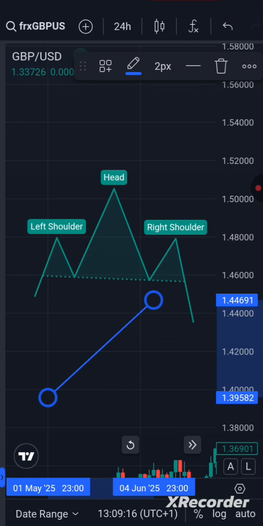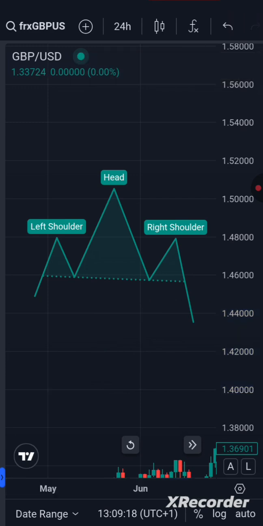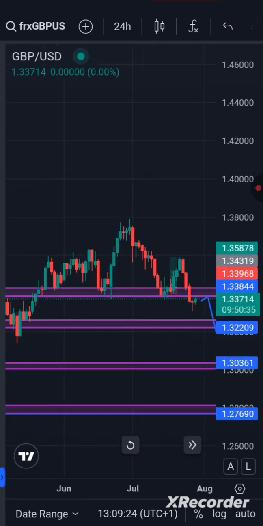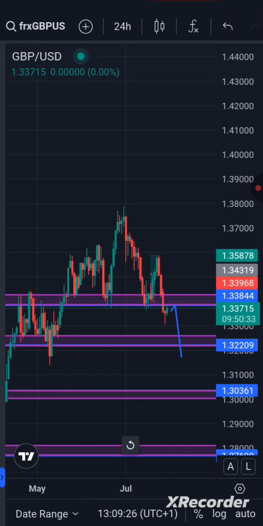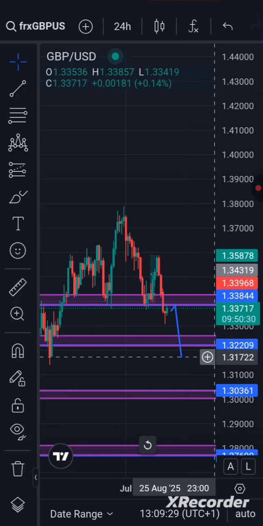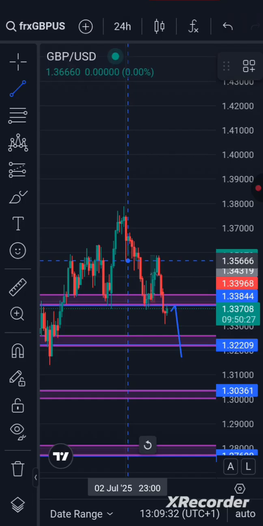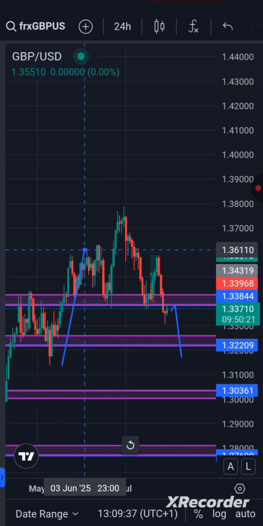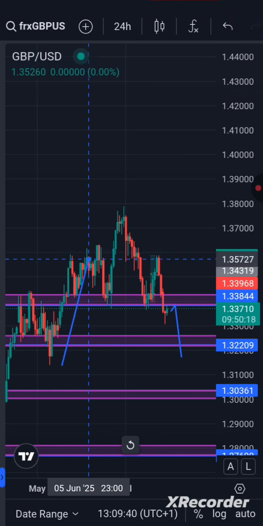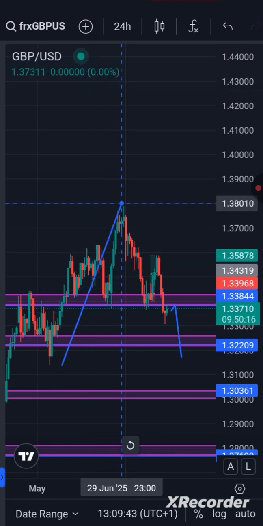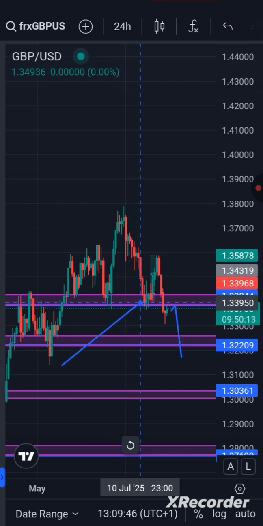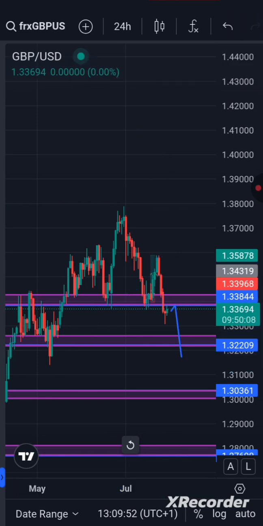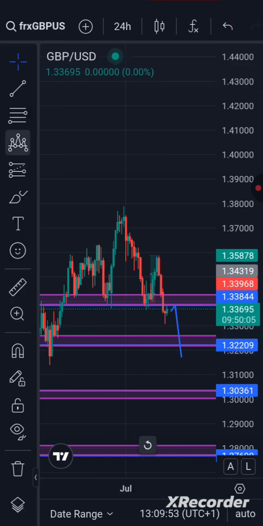So let me show you guys on the chart right now for you guys to see clearly. All right, so see perfectly now, we have the left shoulder, we have the head, we have the right shoulder here. So for you to get it perfectly, let me make use of the pattern.